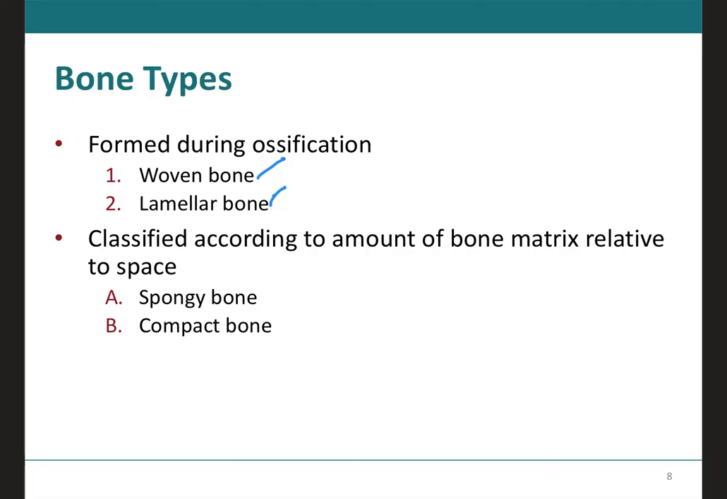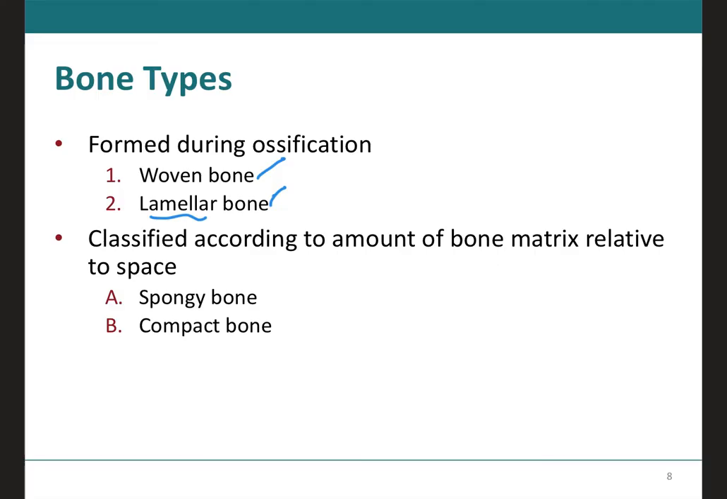After woven bone formation, the osteoclasts break down the woven bone, and the osteoblasts will build the stronger, more permanent lamellar bone. Therefore, we can say that the lamellar bone is what we call the mature bone. This bone will be organized into thin concentric sheets or layers called lamellae. That's why it's called the lamellar bone. As this ossification process continues, bone is going to be further modeled and shaped into its final form.